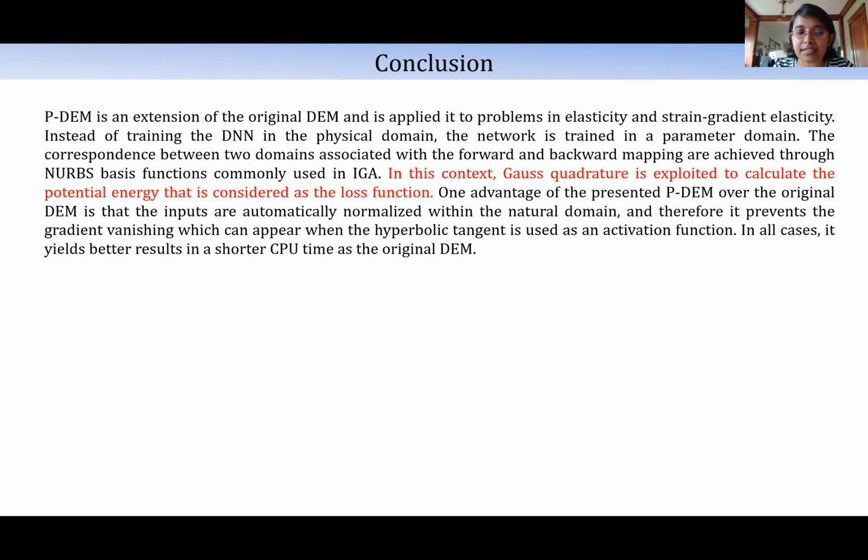It can be that since they have discretized the domain into elements, they could have used one Gauss quadrature per element, but that is also equivalent to a uniformly spaced point, but that was not mentioned. One advantage of the presented parametric DEM over the original DEM is that the inputs are automatically normalized within the natural domain, and therefore it prevents the vanishing gradient problem, which can appear when hyperbolic tangent is used as an activation function. In all cases, it yields better results in a shorter CPU time as compared to the original DEM.